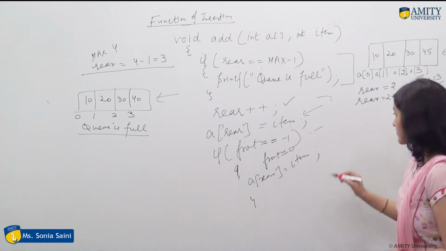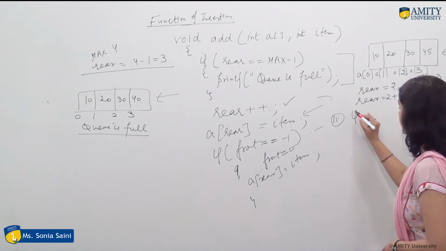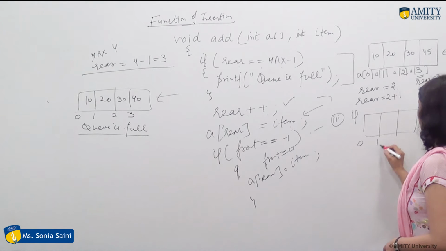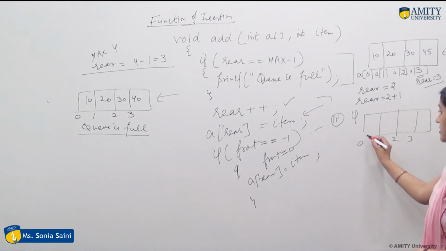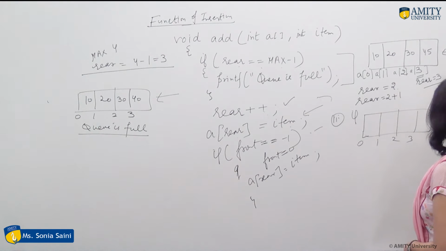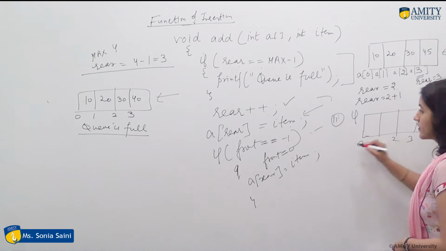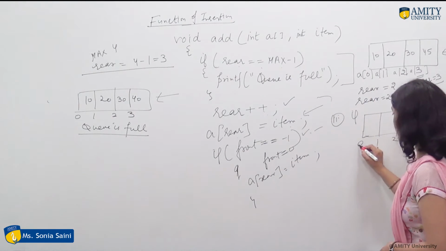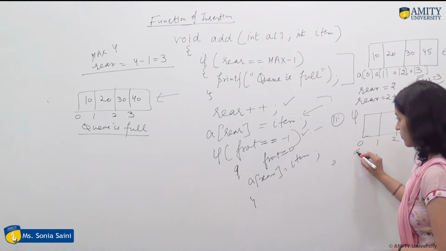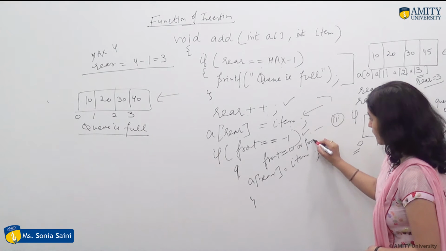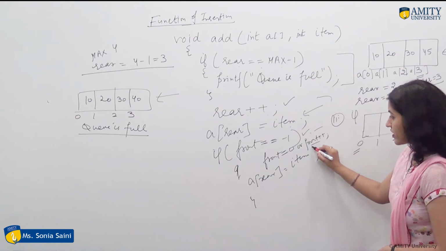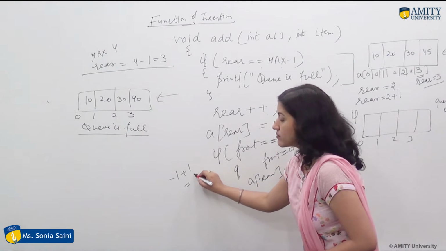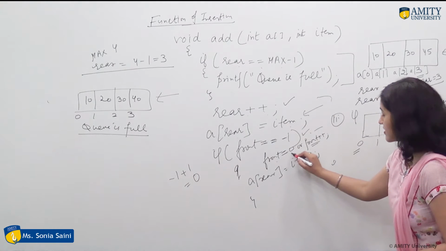And the third case is if front is equal to minus 1. Queue is empty. There is nothing. Front is equal to minus 1 indicates the queue is empty. There is no element. Then we will set front is equal to 0, or you can also write front plus plus. When you write front plus plus, initially it was minus 1. Minus 1 plus 1, it will become 0. Now set front is equal to 0.